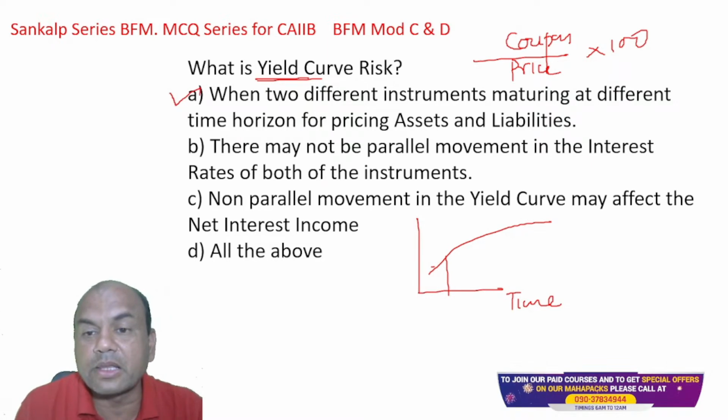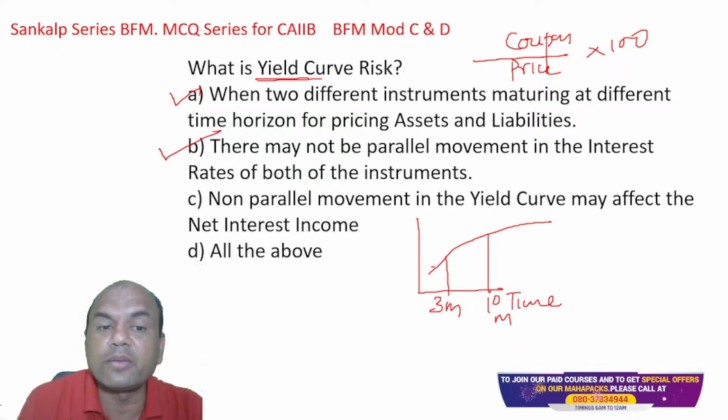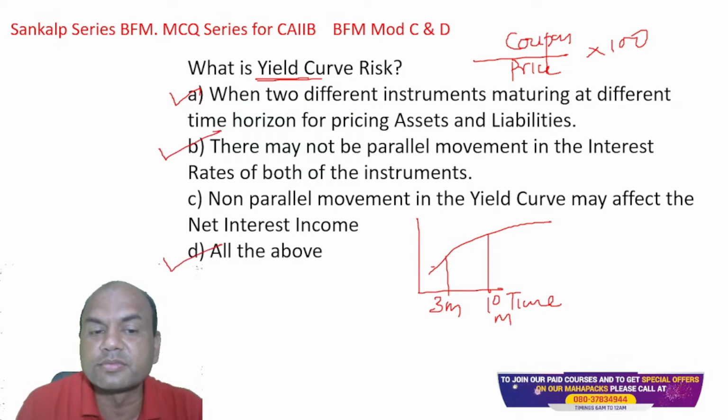There may not be parallel movement in the interest rates of both the instruments. Let's say this is a 3 months bond and this is a 10 years bond. So both of them will move differently. So that is also true. So once you get A and B as true, the answer will be all of these.